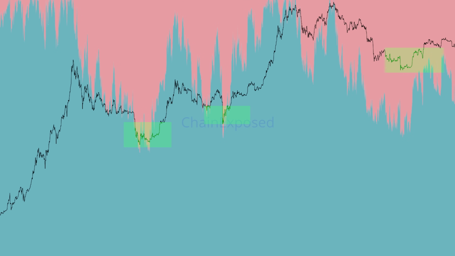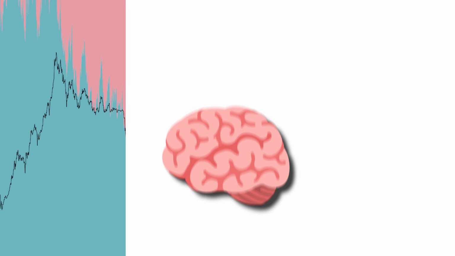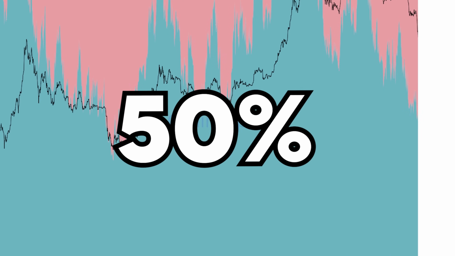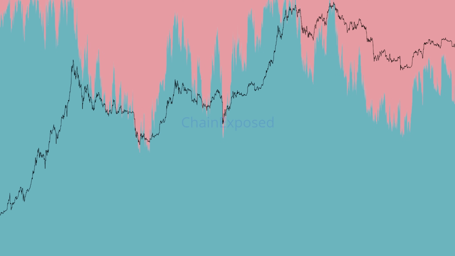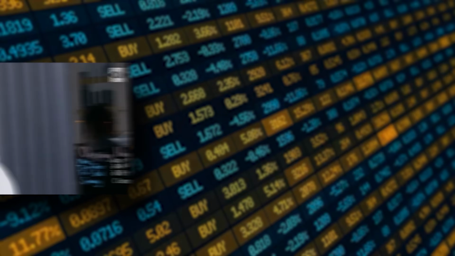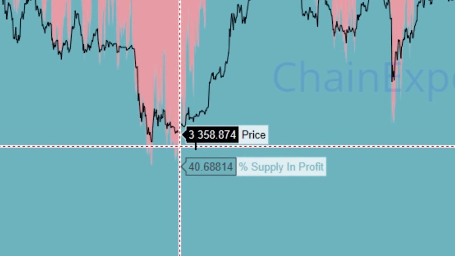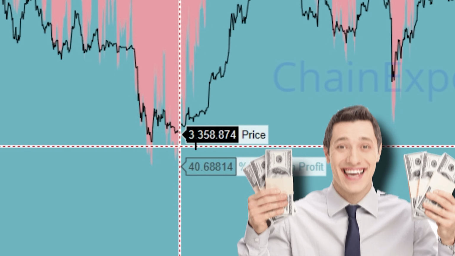Well, you can use this tool to find great places to not only enter, but exit. My rule for this chart is simple. It's a good idea to look for buy opportunities when 50% or less of traders are in a profit. Now, just to be clear, this won't happen very often, but you should still know this in the back of your head in case it does happen. If it ever goes below 50%, it's a very, very good time to buy.